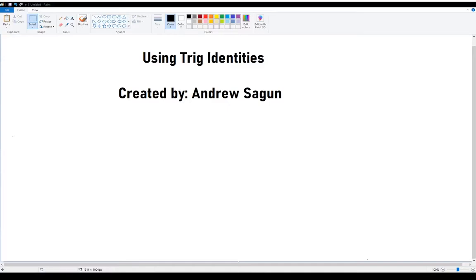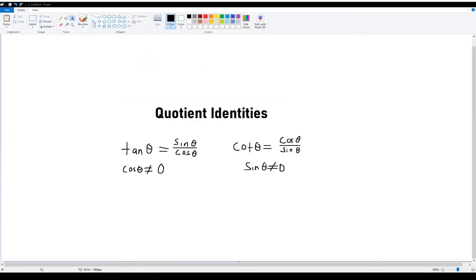Hello, my name is Andrew Sagoon, and today I will be explaining some basic trig identities as well as how to use them. So first I'm going to be covering quotient identities, and the first one is tan theta equals sine theta over cosine theta as long as cosine theta is not equal to 0.